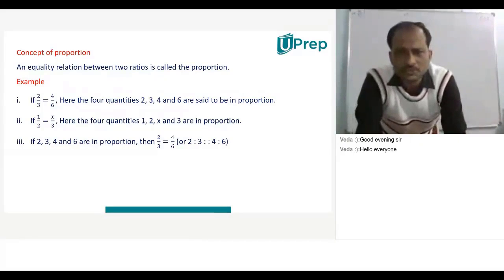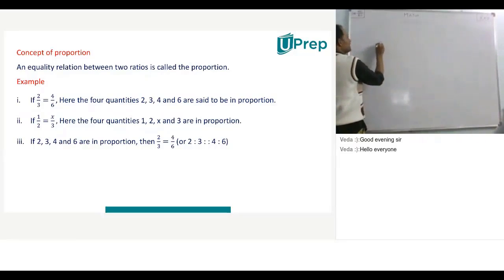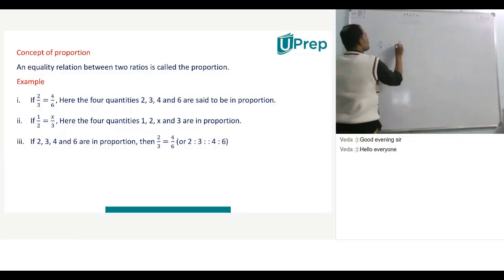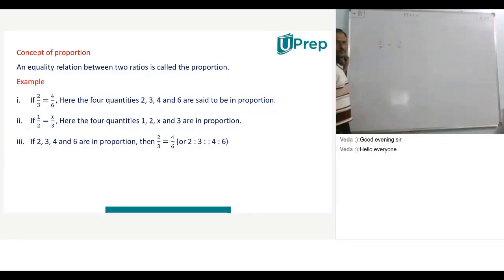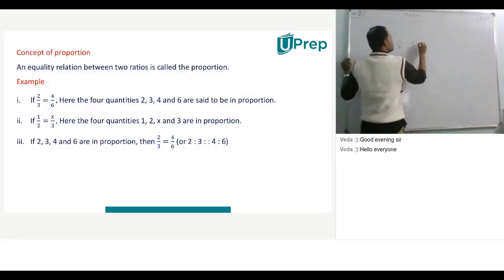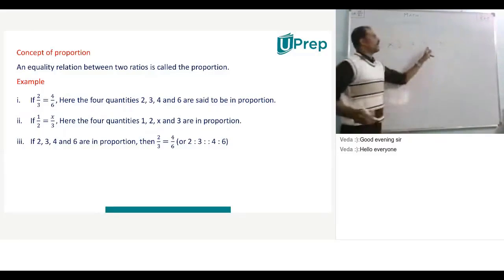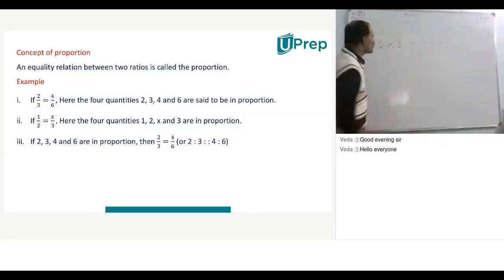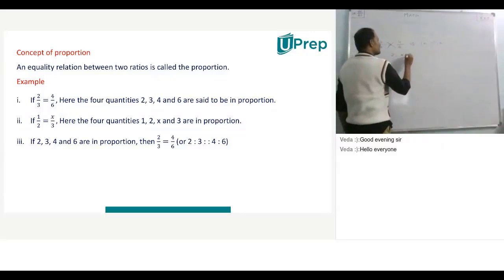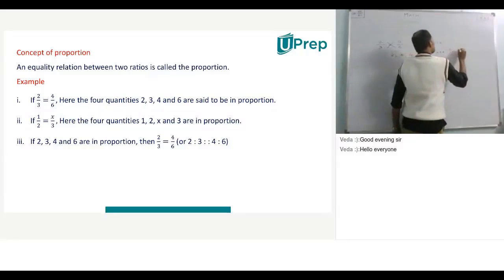Equality of two ratios is called the proportion, we said. So that means, what can we say? 2 by 3 is equal to 4 upon 6. Yes or no? Yes, obviously. Because 4 upon 6 is equivalent to 2 upon 3. And if you cross multiply, what do we get? 2 into 6, 12, is equal to 3 into 4, 12. Is 12 equal to 12? Yes. Then what we can say? 2, 3, 4 and 6 are in proportion.